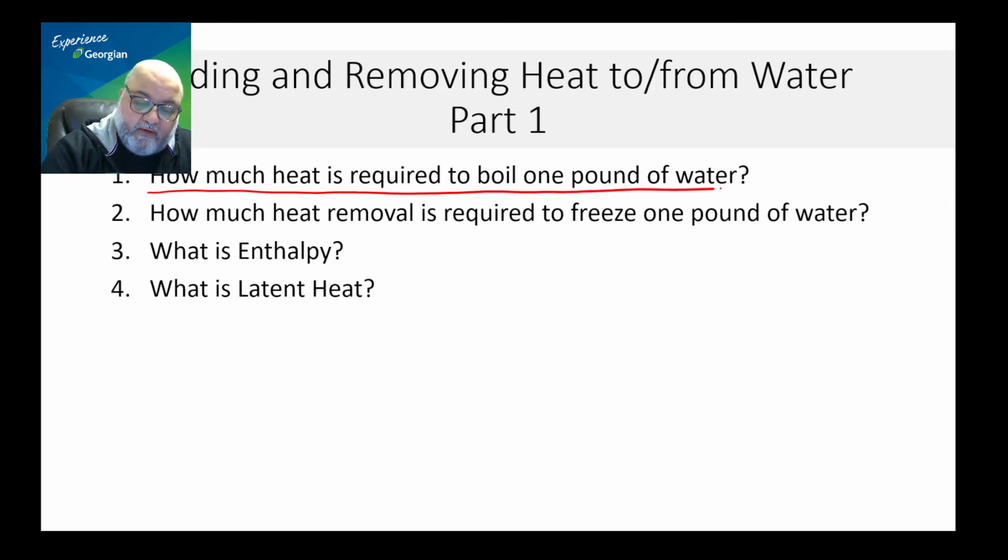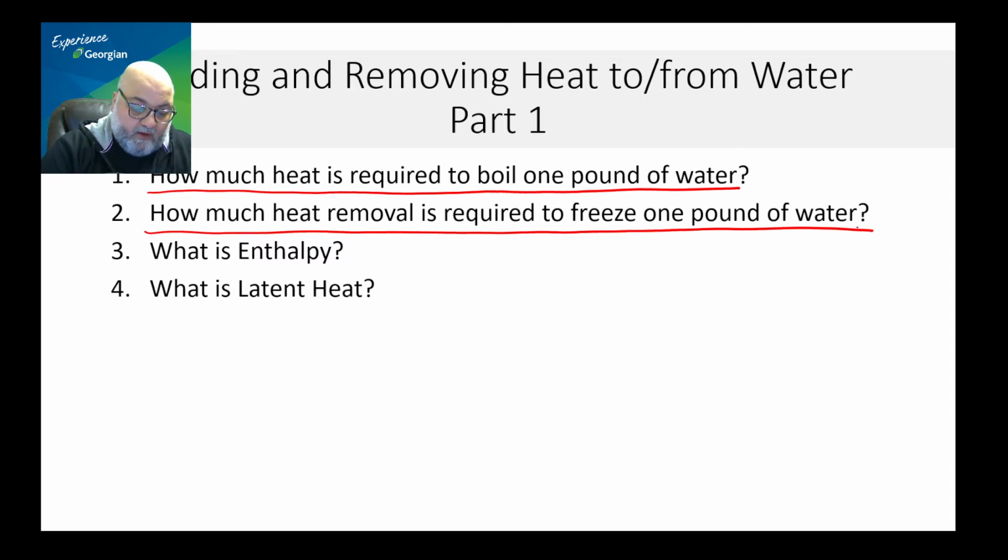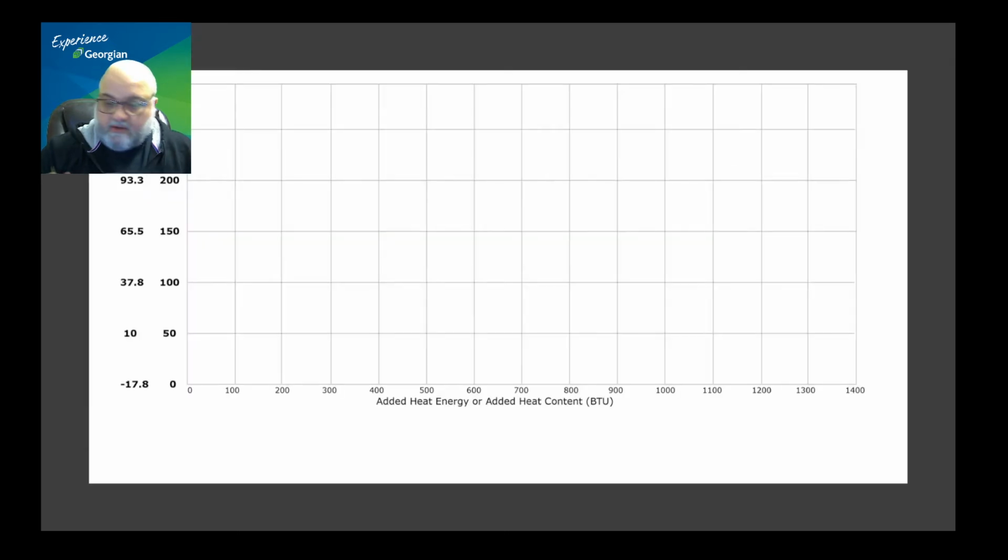So the questions that we are going to work on are: how much heat is required to boil 1 pound of water, for example, and how much heat is removed to freeze 1 pound of water, what is enthalpy, and what is latent heat versus sensible heat, and so forth. For this purpose, we are going to use our graph here.